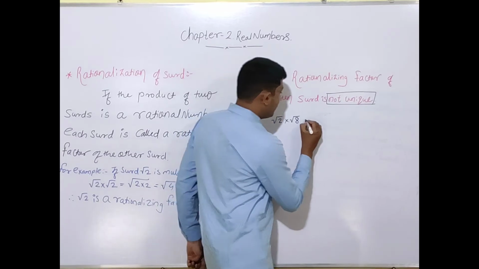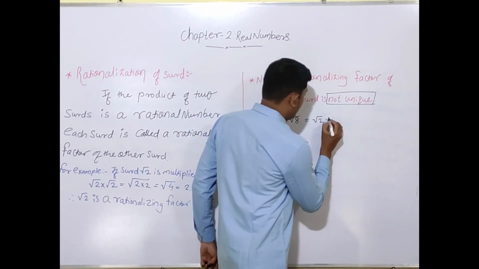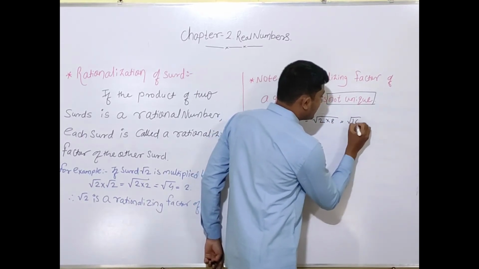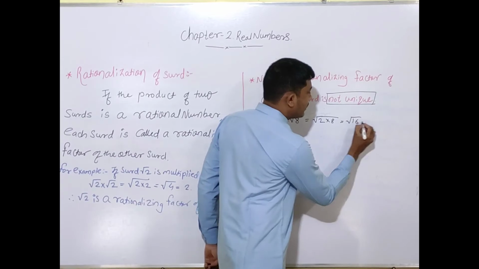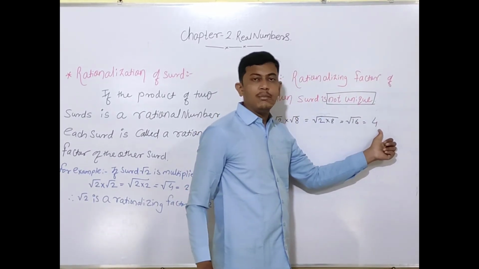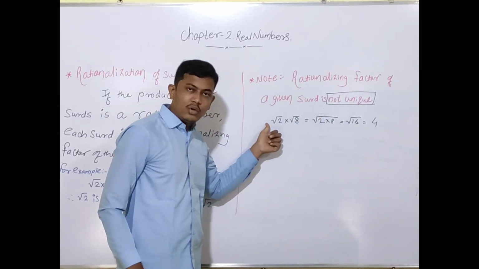If we multiply root of 2 by root of 8, what do we get? That is root of 16, and square root of 16 is simply 4. So here we get a rational number. So root of 8 is a rationalizing factor of root of 2.